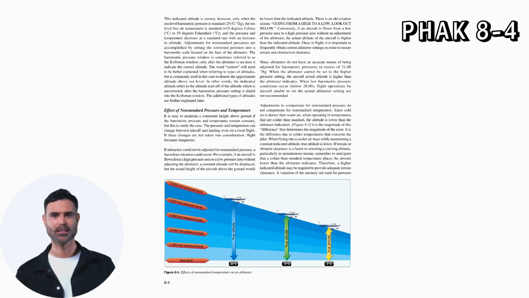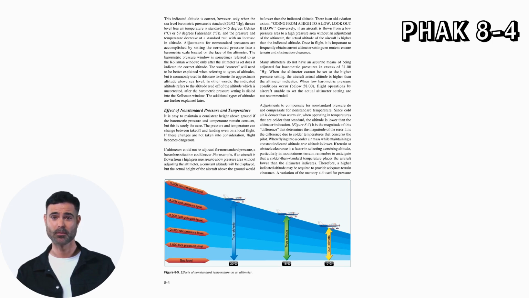Since cold air is denser than warm air, when operating in temperatures that are colder than standard, the altitude is lower than the altimeter indication. It is the magnitude of this difference that determines the magnitude of the error. It is the difference due to colder temperatures that concerns the pilot. When flying into a cooler air mass while maintaining a constant indicated altitude, true altitude is lower.